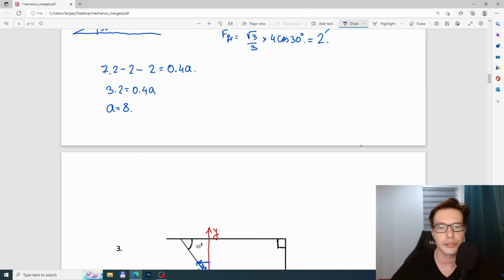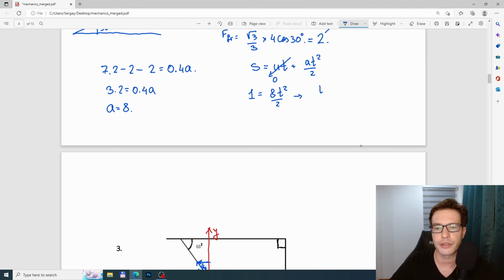Okay, and now we can use the SUVAT equation to find time. We know that distance equals u times t plus at squared over 2. We start from rest, so u equals 0, s is 1. We know a is 8, so a t squared over 2 gives 4t squared equals 1. So t squared is 1 over 4. Therefore, t equals 0.5. Okay, here's the answer: 0.5 seconds.